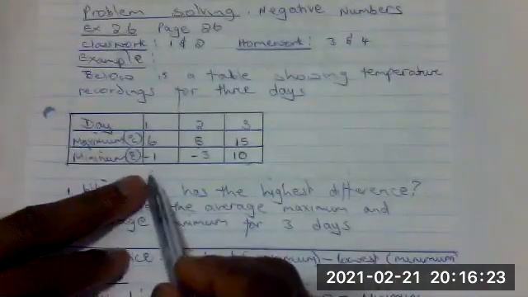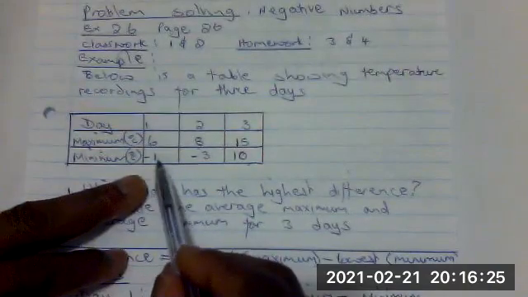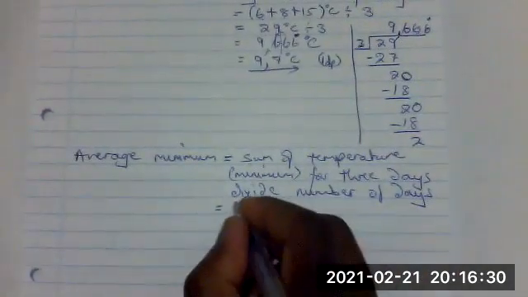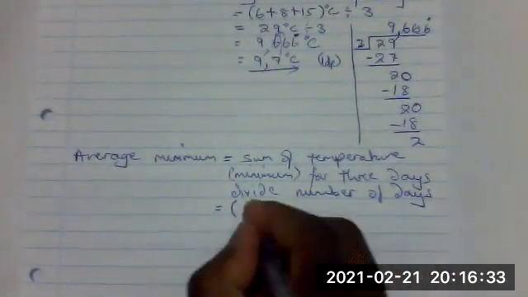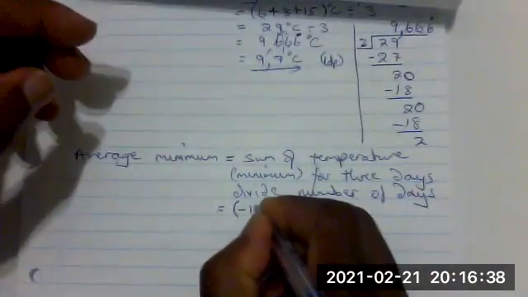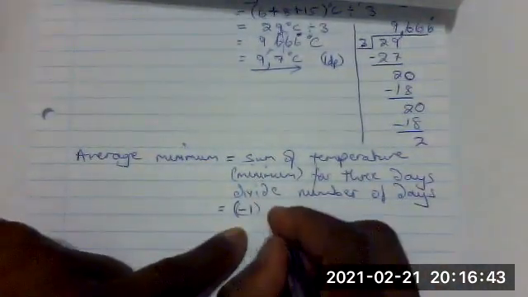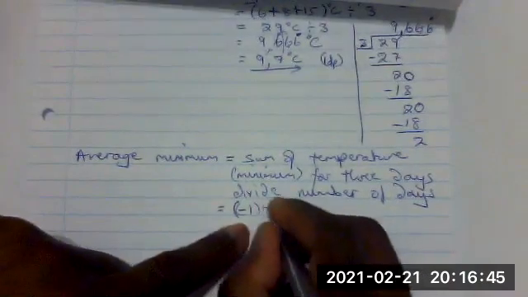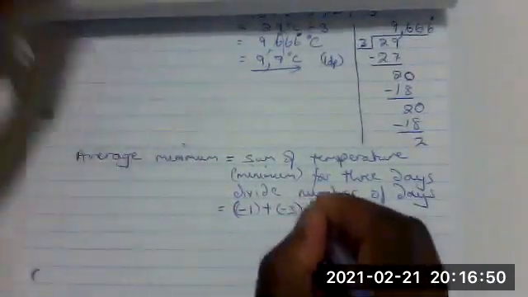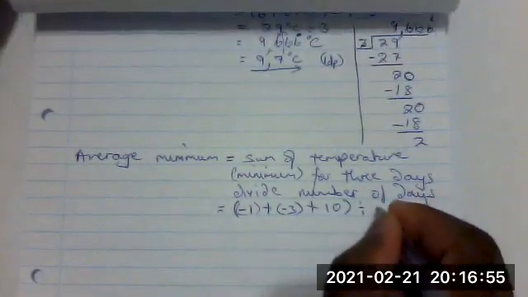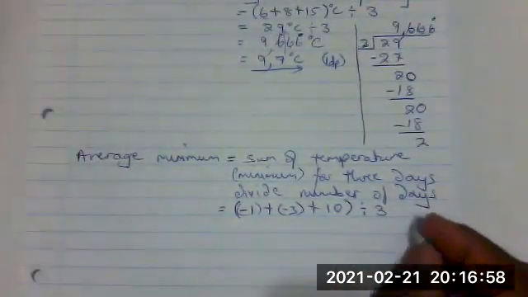Right? So if you check the minimum temperature, we've got -1, -3, and 10. So it means we have to find the sum first, which means we add the minimum temperatures. It's -1. Since I'm going to add some negative numbers here, I have to put it in brackets. So it's -1 plus another one is also negative, -3, plus another minimum is 10, which is positive. Then we divide by what? Number of days, which is 3 days.